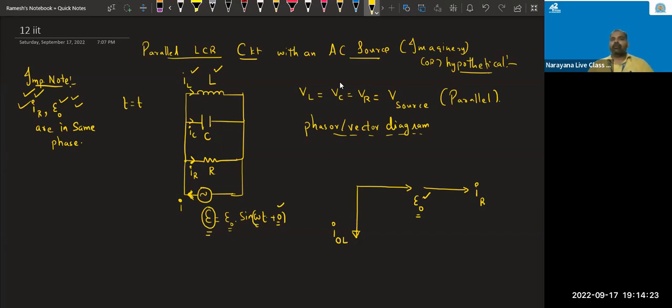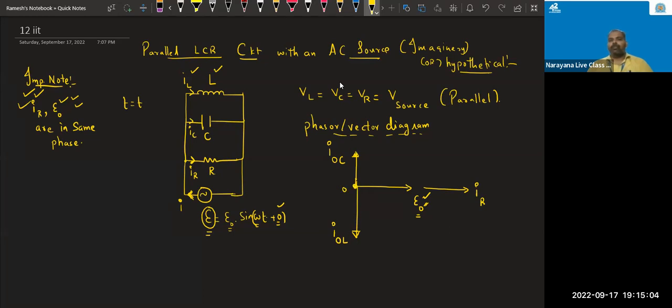Then what is the... I will tell you. I'm coming to that point only. You are about to ask that. And what about the current traveling in the inductor? I told you it is lagging. And what about the current traveling in the capacitor? Leading. So leading to this applied EMF by 90 degrees only. So the peak value of the current in the capacitor is what do you say? 90 degrees. Understood? This is the origin.